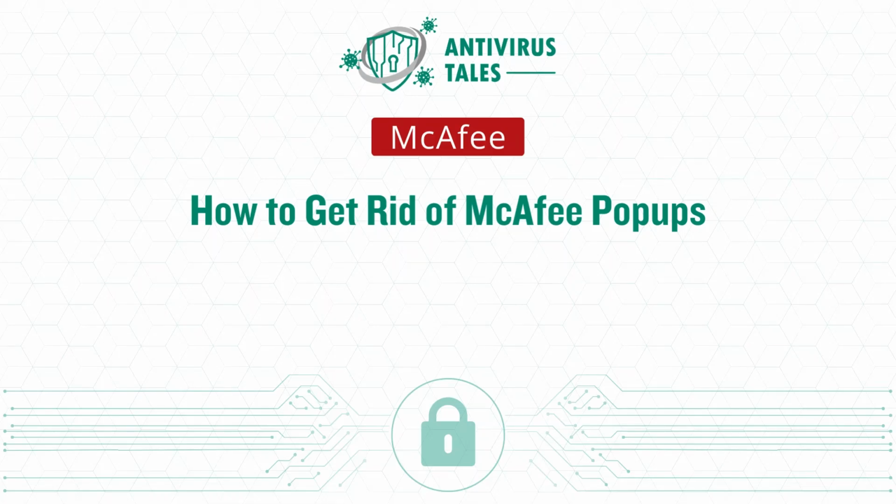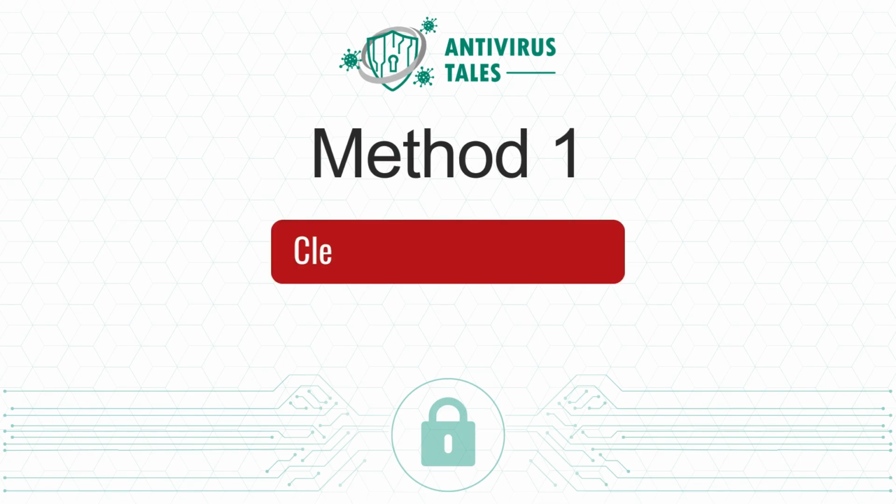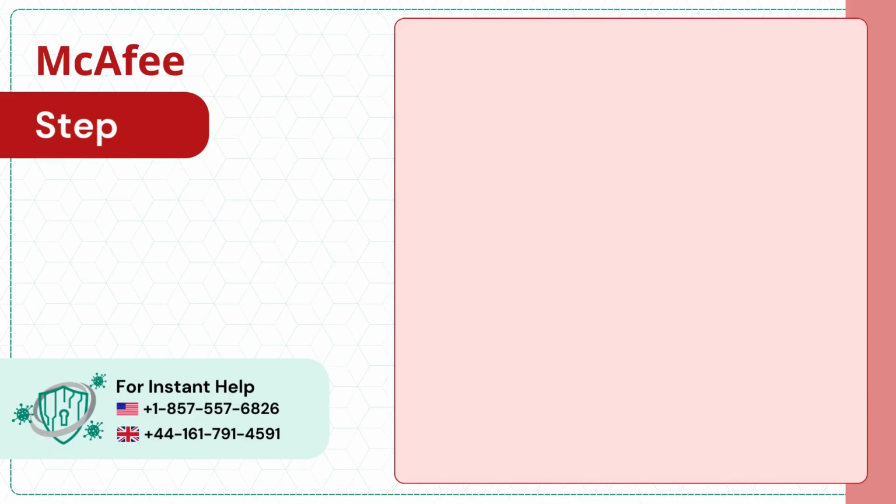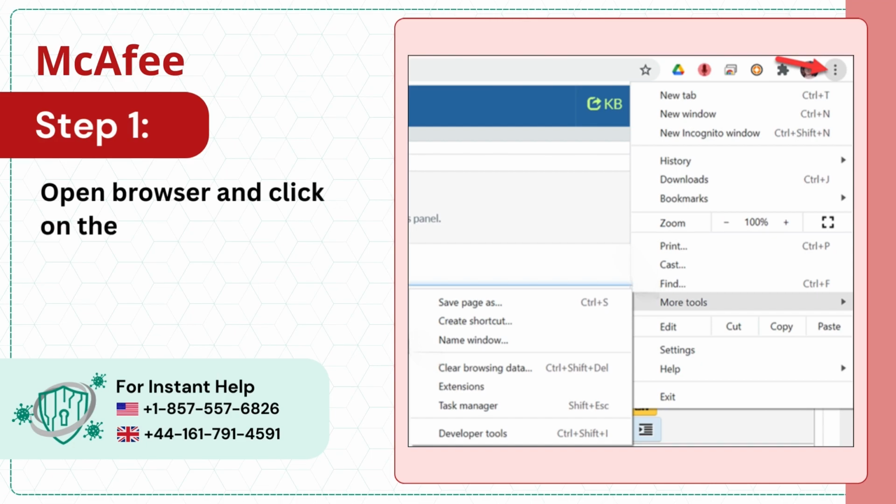How to get rid of McAfee pop-ups. 5 quick solutions. Method 1. Clear and reset browser. Step 1. Open browser and click on the 3 dots on the right corner.